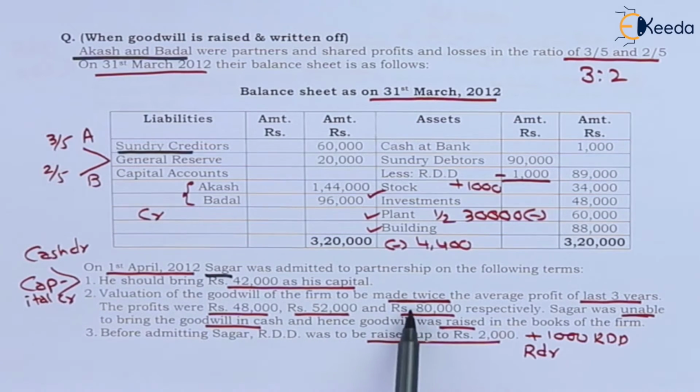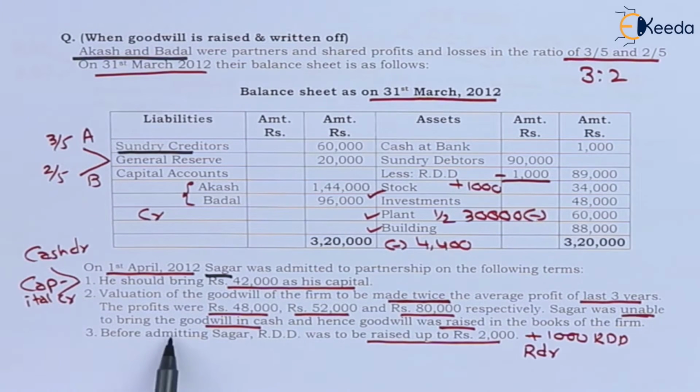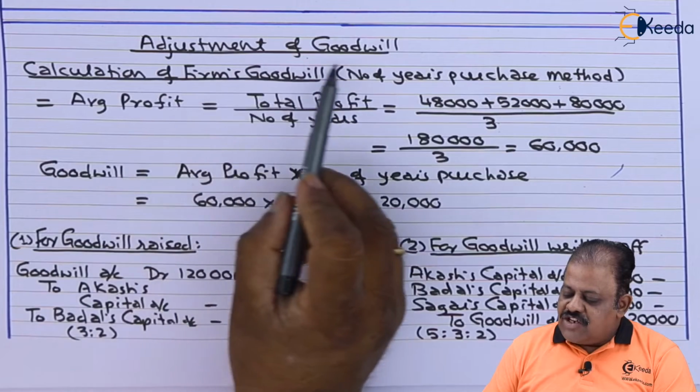Valuation of goodwill of the firm to be made at twice the average profit of the last 3 years. The profits of the last 3 years are 48,000, 52,000 and 80,000 respectively. Sagar was unable to bring goodwill in cash. Hence, goodwill was raised in the books of the firm. Adjustment of goodwill.